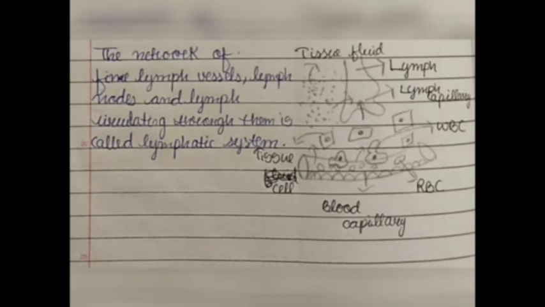The function of reticular tissue involves absorbing and transporting a large number of molecules, that is fats and lipids, in the digestive system, mainly in the form of lipoproteins.